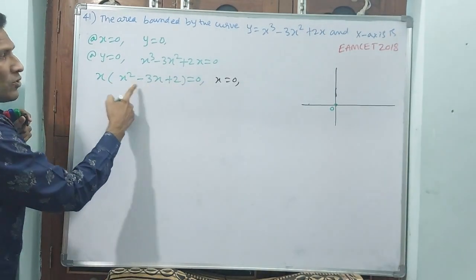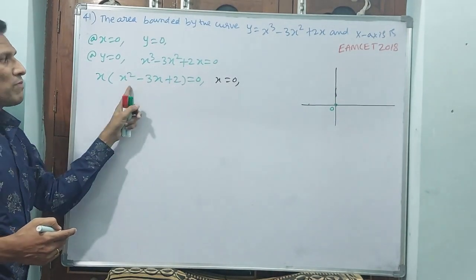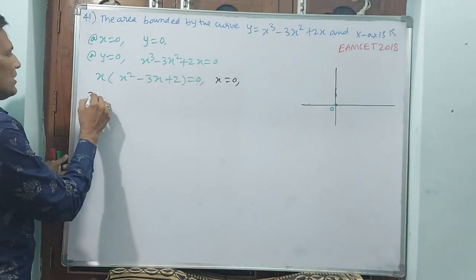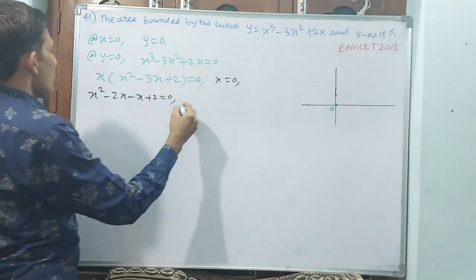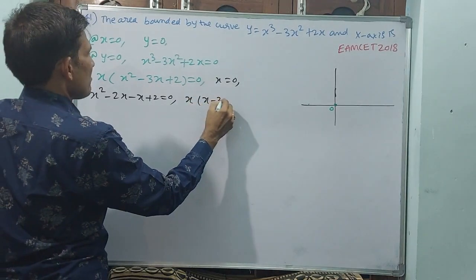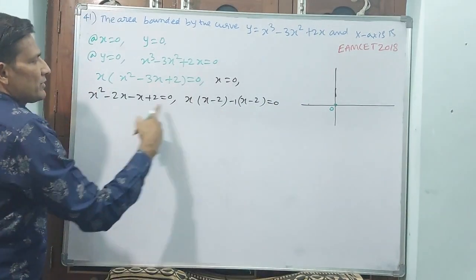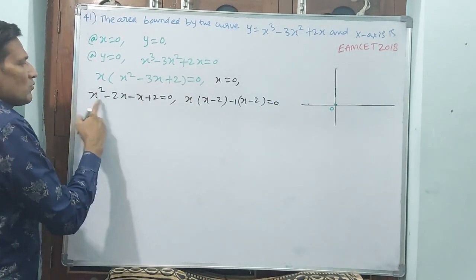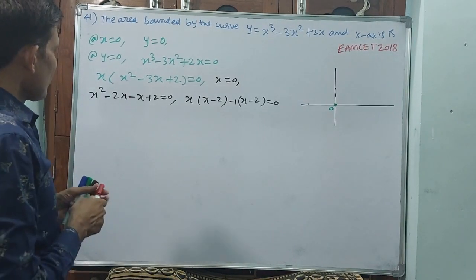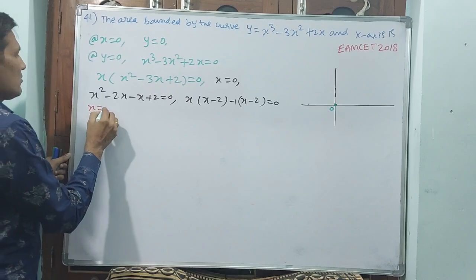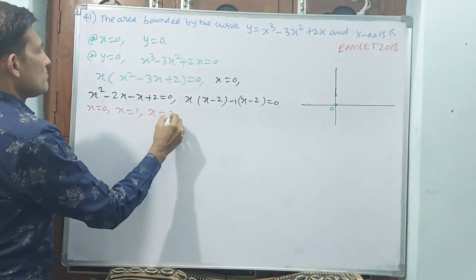1 into 2 is 2, and minus 3 has to come: minus 2 and minus 1 give plus 2, and minus 2 minus 1 is minus 3. So x square minus 2x minus x plus 2 equal to 0. Taking x common, x into (x minus 2) minus 1 into (x minus 2) equal to 0. So x is equal to 0, x is equal to 1, x is equal to 2.